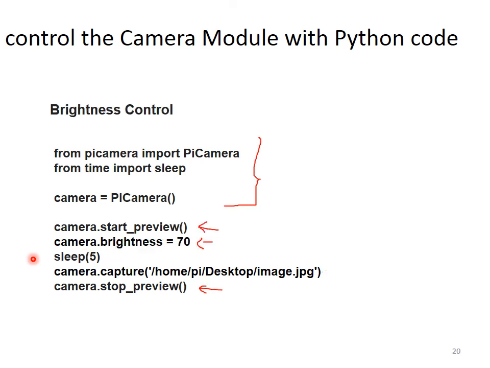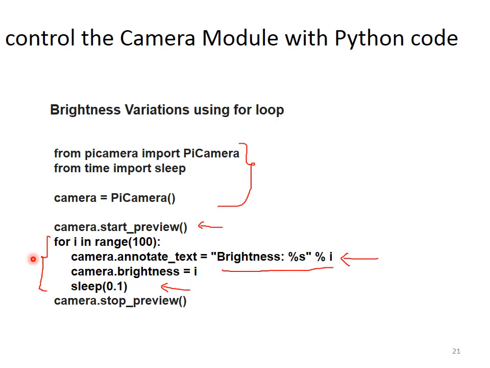Likewise, you can also play with brightness control. These things remain the same. You have camera.start_preview, again the same. But if you would like to set your brightness, here it is 70, you keep the sleep, and again use camera.capture. By means of camera.brightness, you can set the brightness, and finally after capturing an image you can stop the preview.